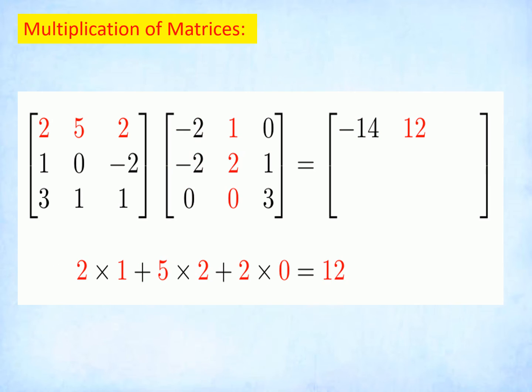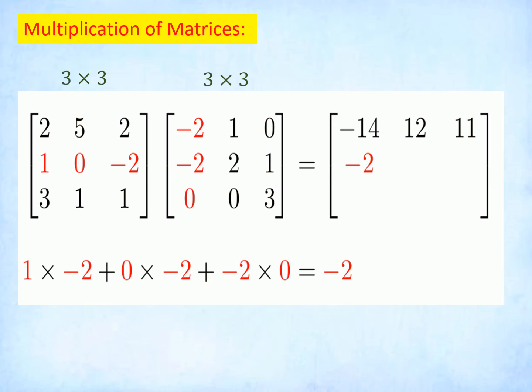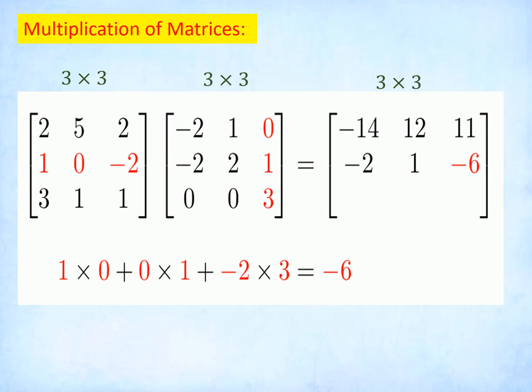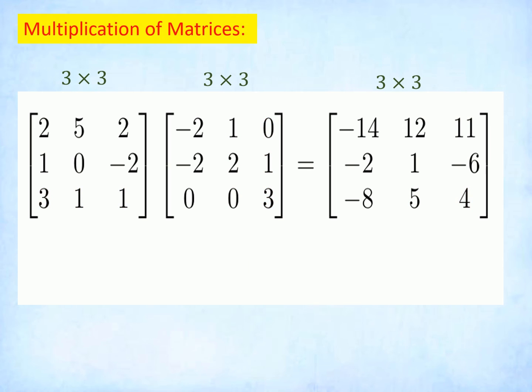Now let us have a 3 by 3 times a 3 by 3 matrix. As you can see, we are just going to multiply the rows times the columns.